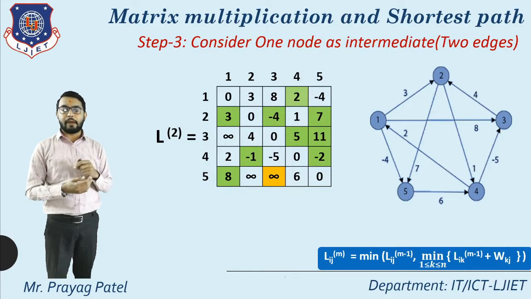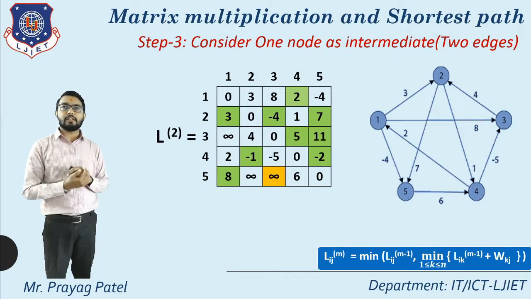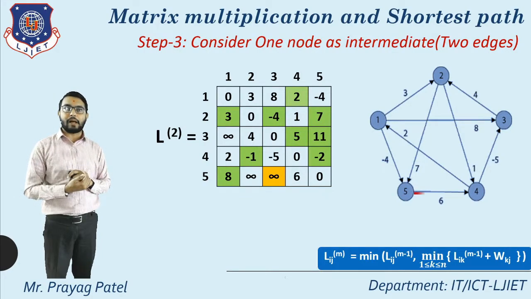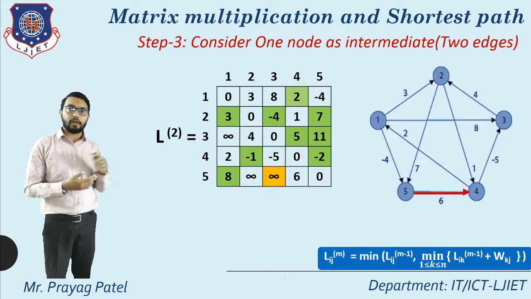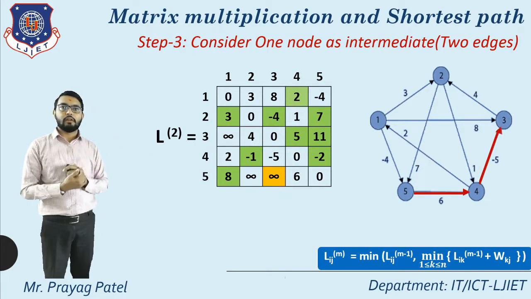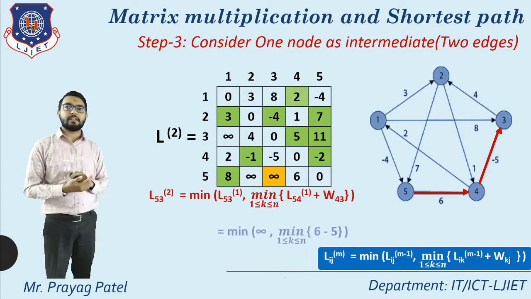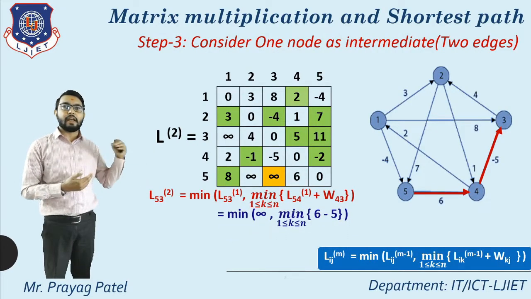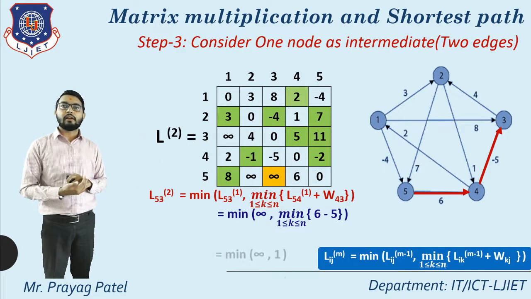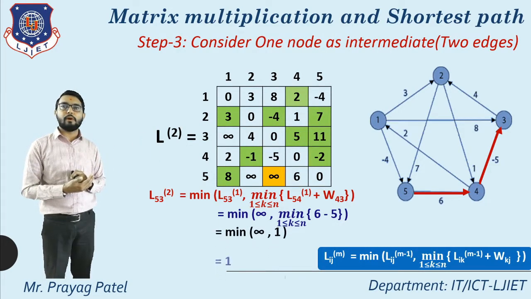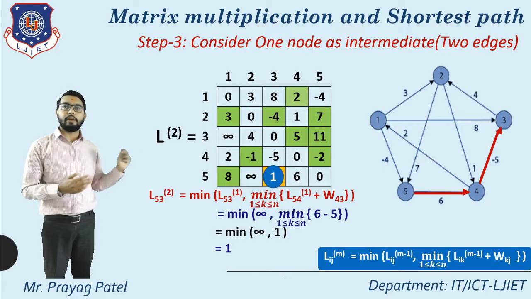Now consider 5 to 3. In 5 to 3, consider one node as an intermediate. Is a path possible? Yes. 5 to 4, then 4 to 3. Now what is the distance? Consider infinity as the old distance and the new distance as 6 minus 5. So here the distance is 1. So the minimum of infinity and 1 is 1, and put 1.